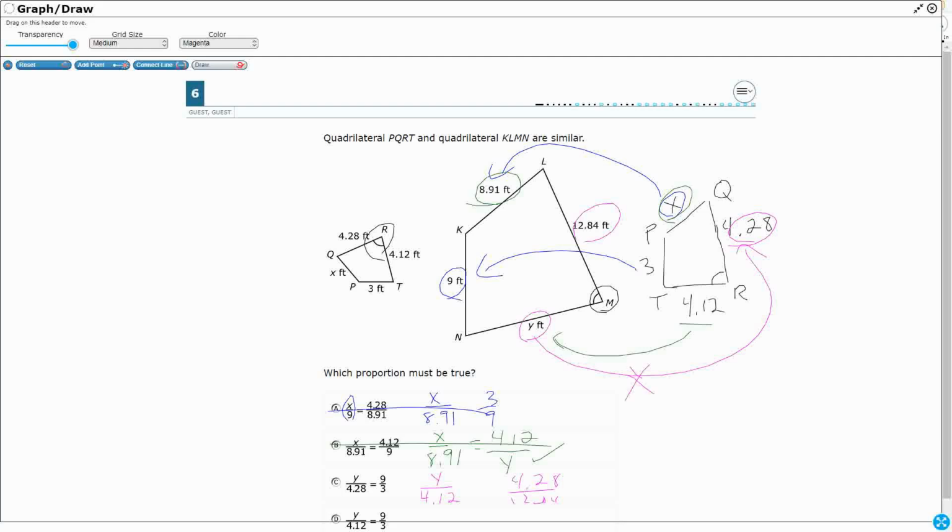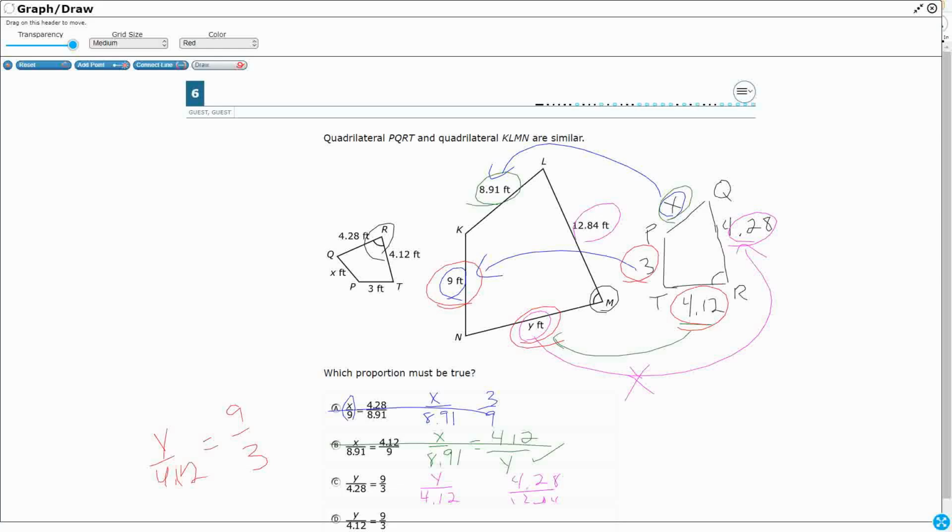All right, so it should be this last one. Let's check. Y over, and I'm going to write it over here, 4.12. So I've got two bottoms. That works. Y over 4.12. That's good. So then I need left side over left side, and that is going to work.